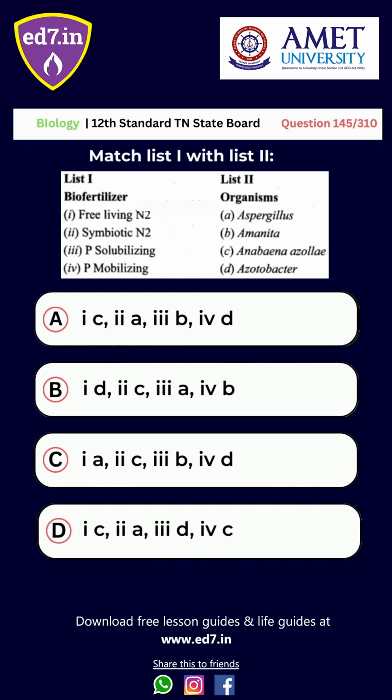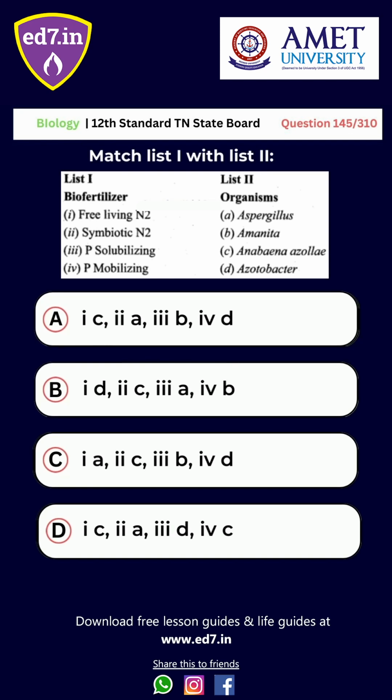Question number 145. Match list 1 with list 2. List 1 is biofertilizer, list 2 is organisms. List 1. 1. Free living N2, 2. Symbiotic N2, 3. P solubilizing, 4. P mobilizing.